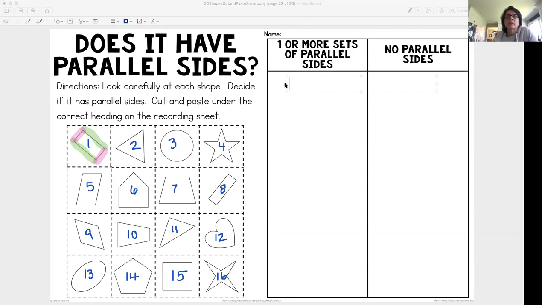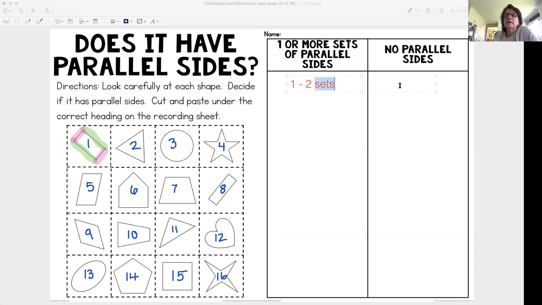All right, so we're going to take number 1 and write number 1 in here. And next to it, I'm going to write 2 sets because it has 2 sets of parallel lines. So if you're writing, I would like you to write that as well. Okay, let's look at number 2. Number 2 is a 3-sided triangle, and it has no sets of parallel lines.